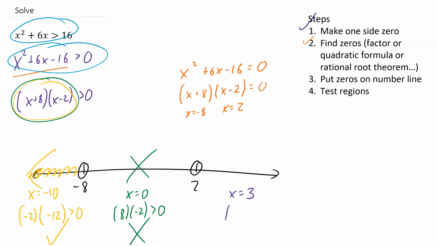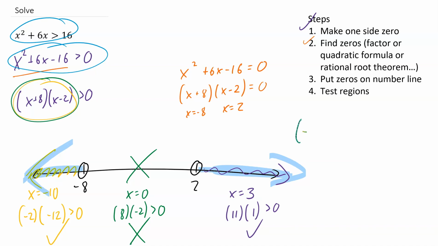If I plug 3 in, I get 3 plus 8 is 11. 3 minus 2 is 1. 11 times 1 greater than 0, that's true. So in the end, the parts of the number line that I include are everything to the left of -8 and everything to the right of 2. My final answer would be -infinity to -8 union 2 to infinity.